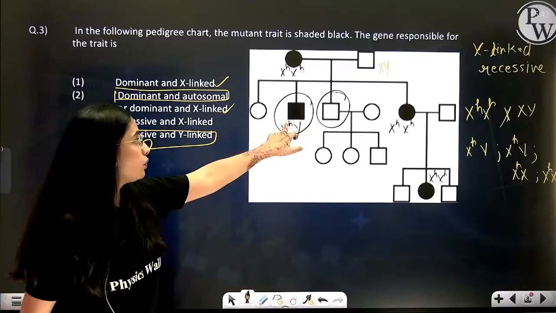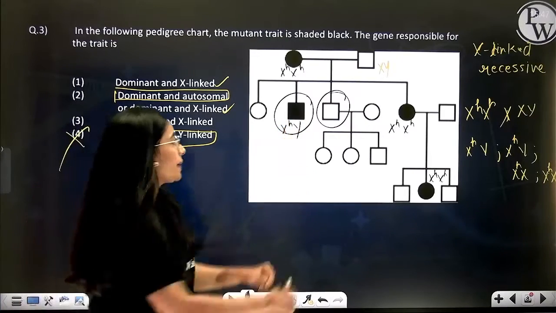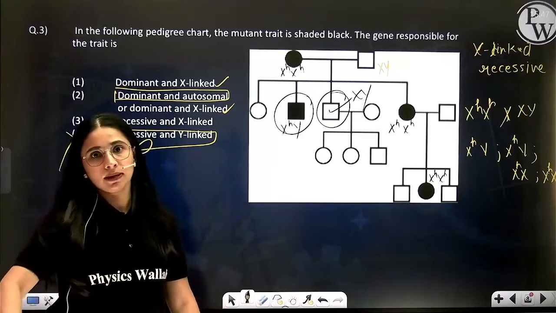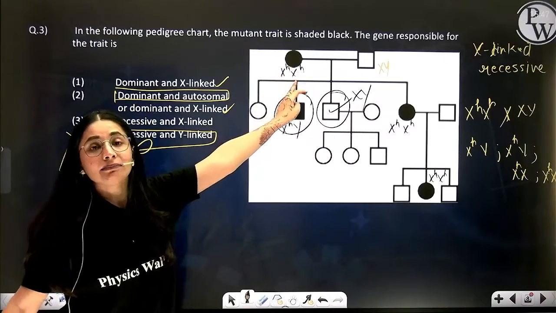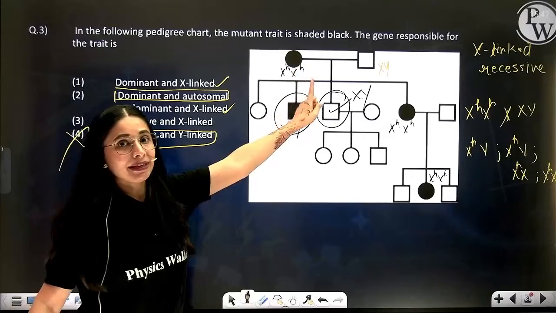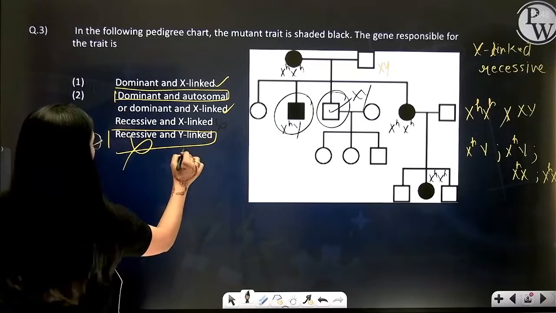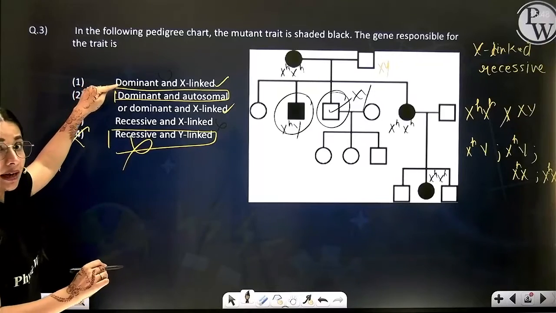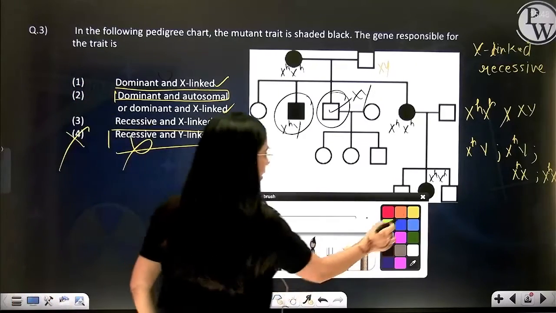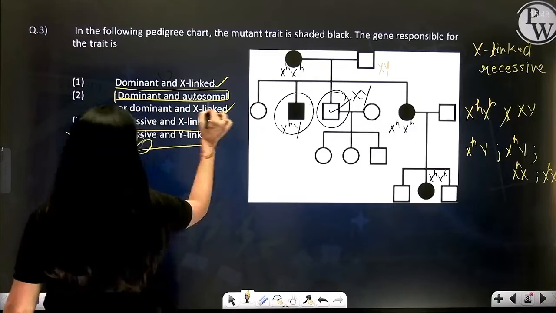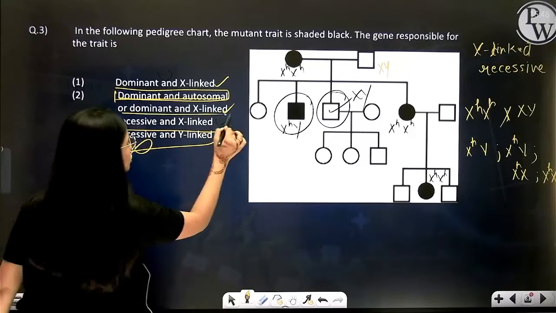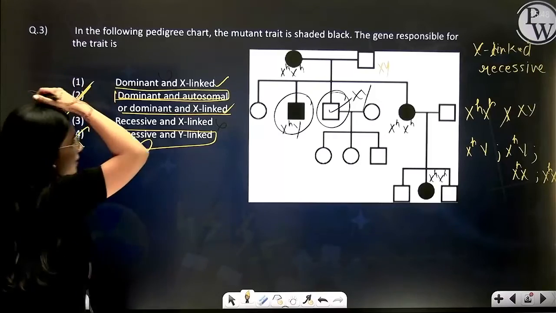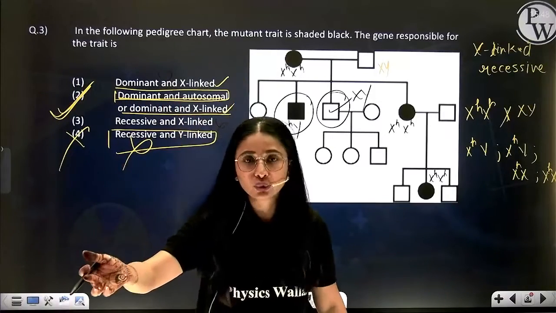Why? Because only one of the males is affected, but this male is normal, and it is not possible because the mother is completely affected. That means the third option is wrong. The first can be correct alone, but the second is more correct because it is true for autosomal dominant as well as for X-linked dominant. So the answer of the question will become 2.